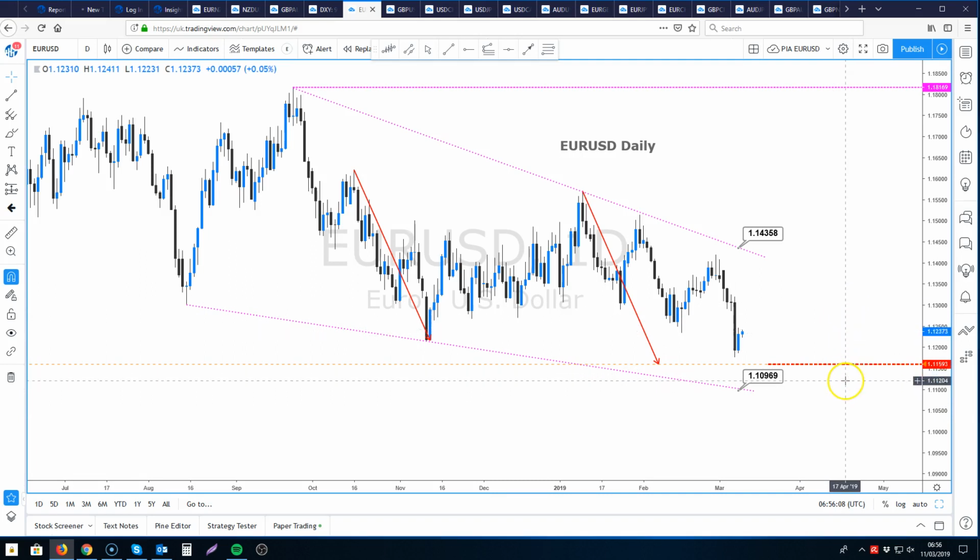in euro dollar. Today we've got resistance at 113, the figure. We've got support at 111.60, and then all the way down to 110.90-ish.